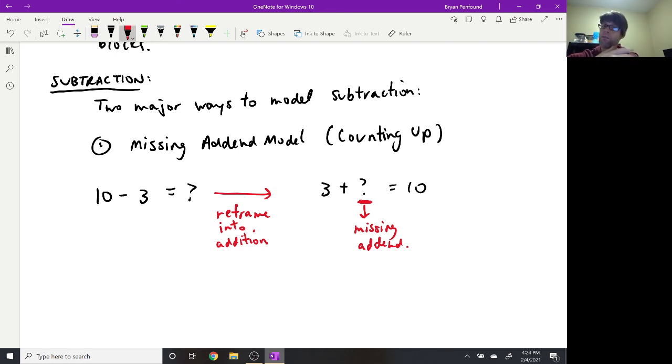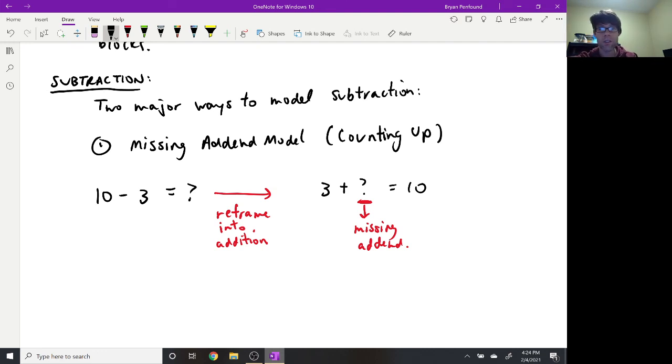If I can reframe subtraction into an addition problem, then it becomes trying to count up until I get to 10, essentially. Now this is nice for working with counting numbers and small counting numbers like this. It's nice when we're working with money as well. Essentially, it's nice when we're working in situations where it's easy to count up to something.